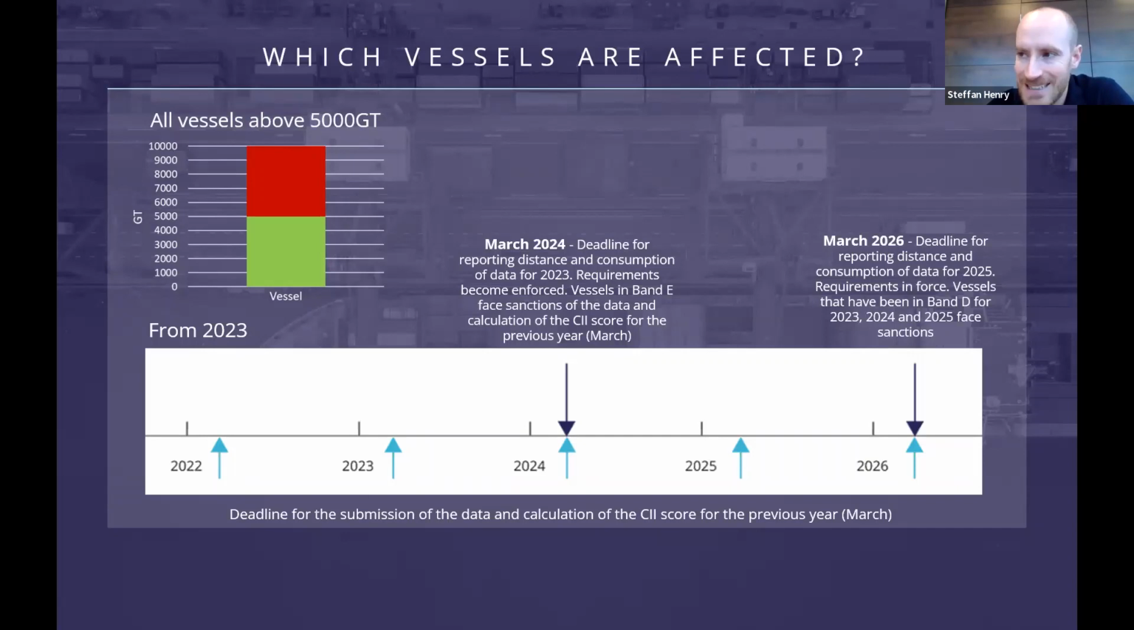So in practice, vessels will have to implement their operational carbon reduction measures throughout 2023 and before that, really, to achieve their desired score.